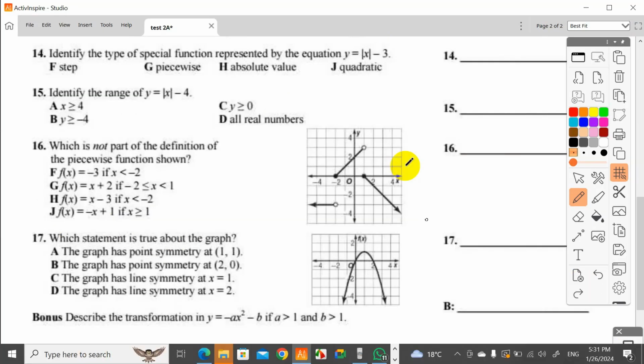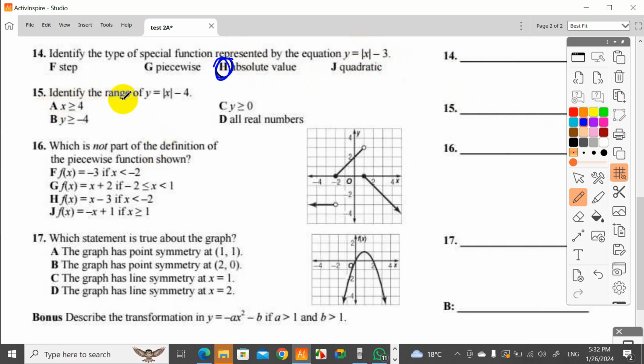Question 14. Identify the type of special function represented by the equation y equals absolute x minus 3. Remember that our types for special functions were step function, piecewise function, and absolute function. So the answer for this question will be absolute value. This is absolute function. So the answer is letter H.